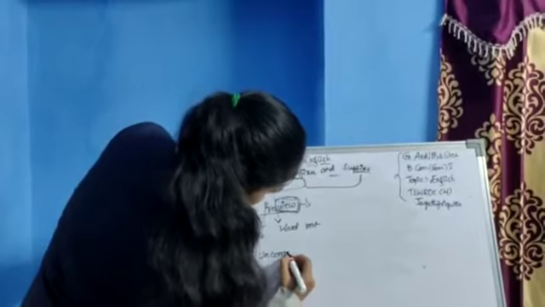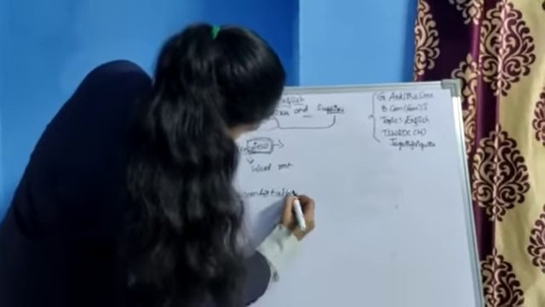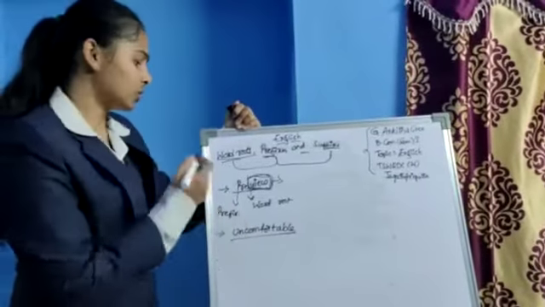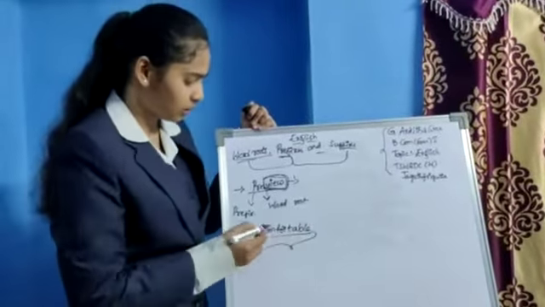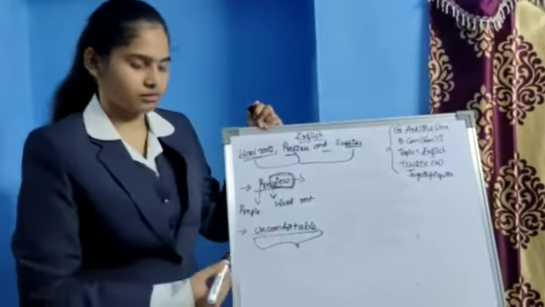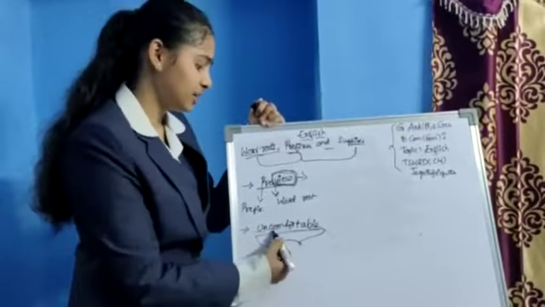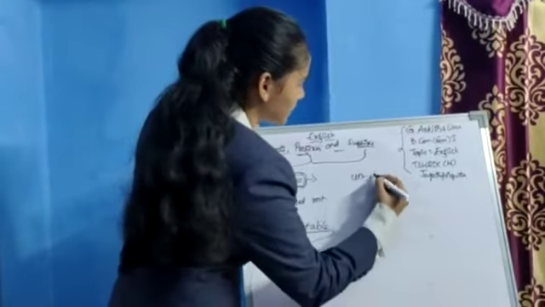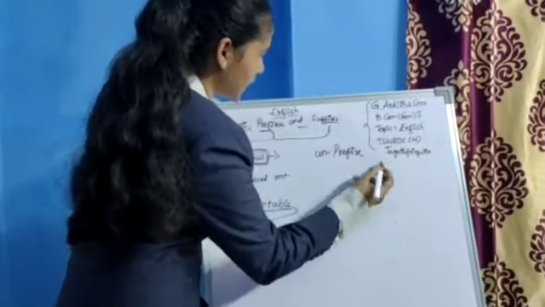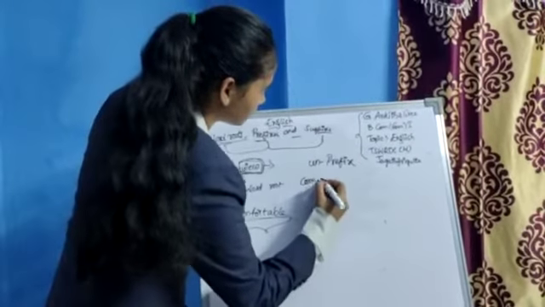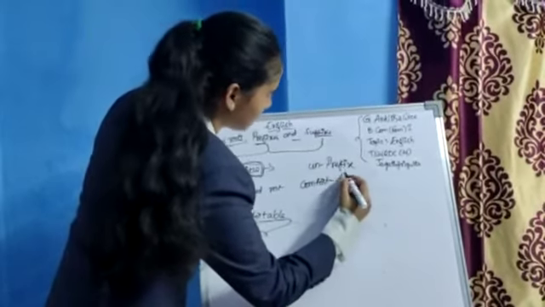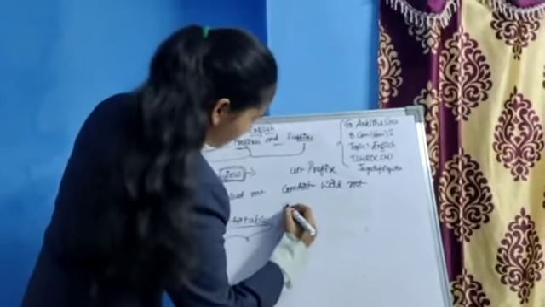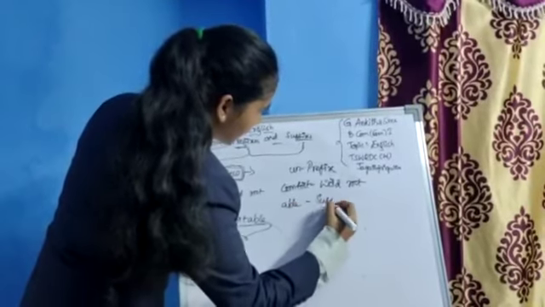Uncomfortable. In this, anyone can guess what is the prefix, what is the suffix and what is the word root. This word is combined with all these things: prefix, suffix and word root itself. If we go through this, UN is a prefix, comfort is a word root, and able is a suffix, right?